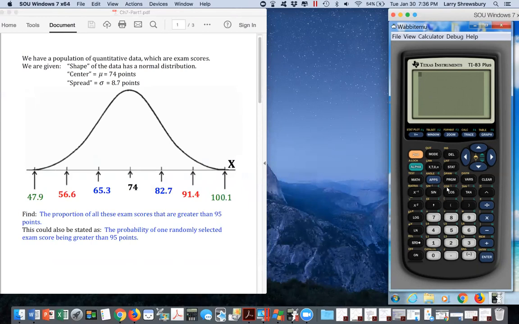Now, you got different ways to do it. One simple way is you just take 74 and you just keep adding the standard deviation to it to get each of the numbers on the tick mark. So there's that one there, and then add another 8.7, get that one, another 8.7 to get this one. Take 74 and subtract 8.7, and from this subtract 8.7, and so forth. You can always do it that way.